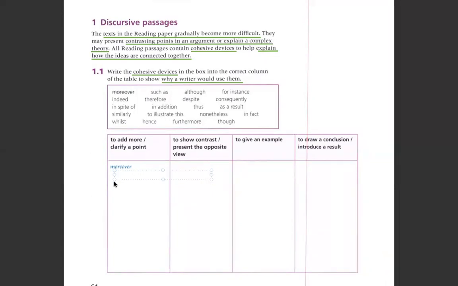For adding more information on the same point, it's like adding similar information. So in addition is correct. Okay, similarly, because we're adding similar information on the same point. Furthermore, which has the same meaning as moreover. Right, can you find anything else? We have two more.